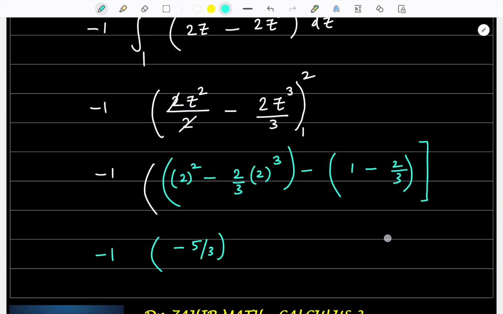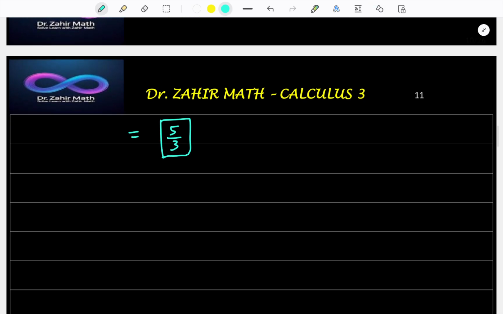So this finishes your module 4, which is the multiple integral topics, and your Calculus 3 is over. Alhamdulillah, we finished the Calculus 3 course.